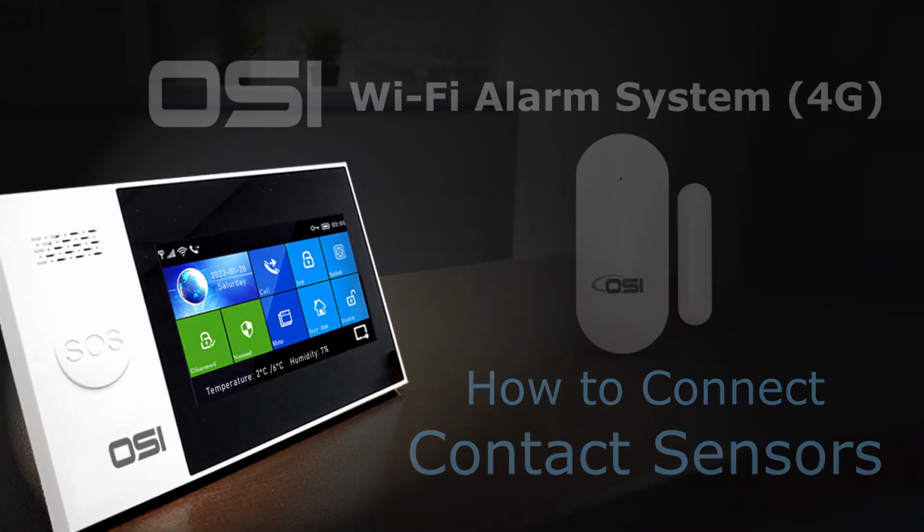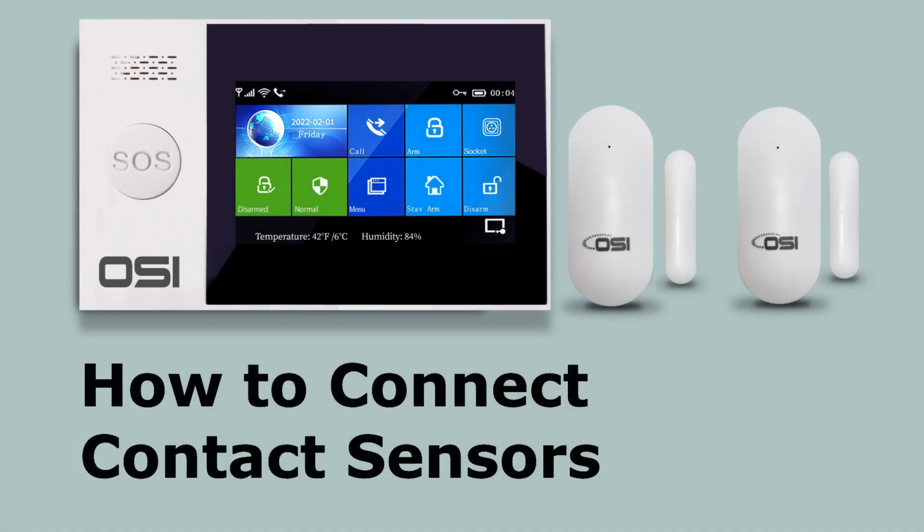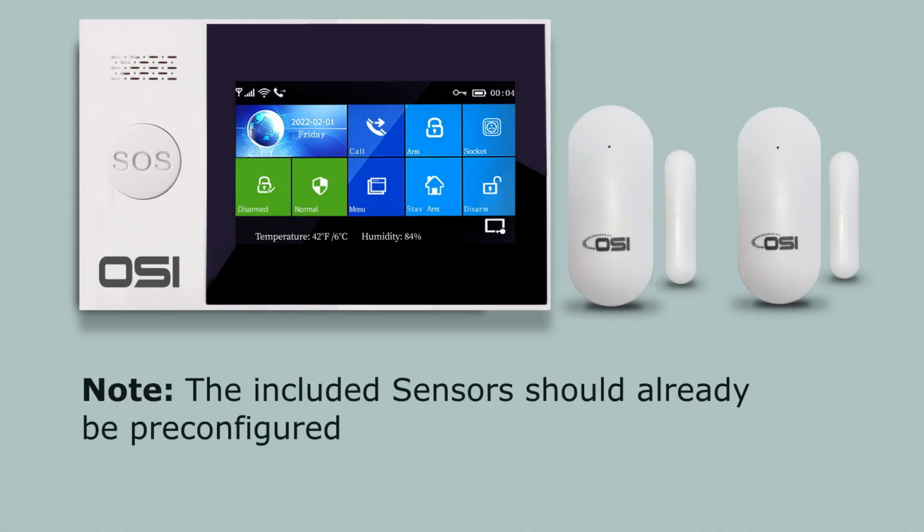I'm going to show you how to connect the contact sensors to the OSI alarm system. The two sensors that come included with the OSI Mini Alarm System should already be pre-configured, meaning they should already show connected to the OSI alarm system set with the recommended settings.